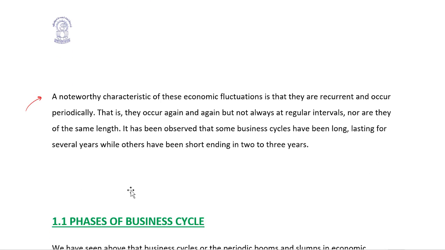A noteworthy characteristic of these economic fluctuations is that they are recurrent and occur periodically. That is, they occur again and again, but not always at a regular interval. So they are very irregular in nature, nor are they of the same length. It has been observed that some business cycles have been very long lasting, for several years, while others have been short, ending in 2 to 3 years.